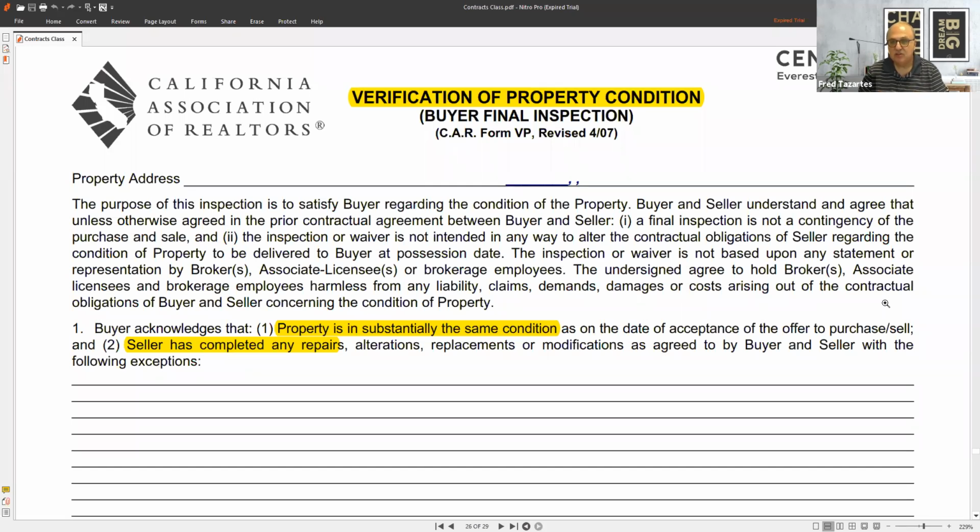Also, the biggest issue too is buyers are saying, well, I don't want to look at the property until the sellers move out.